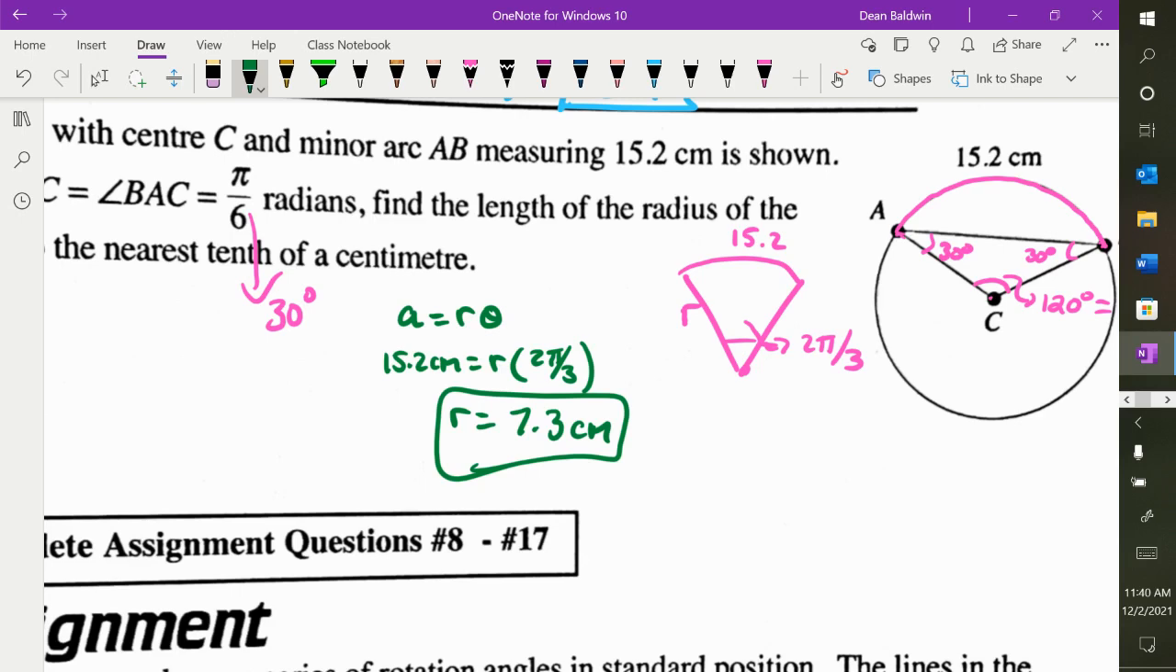Jackson, you got it? Calculator in your head? 7.3. I don't really care what the decimal is, as long as you're close. 7.3, is that what we got? Or something equivalently close. Whatever.